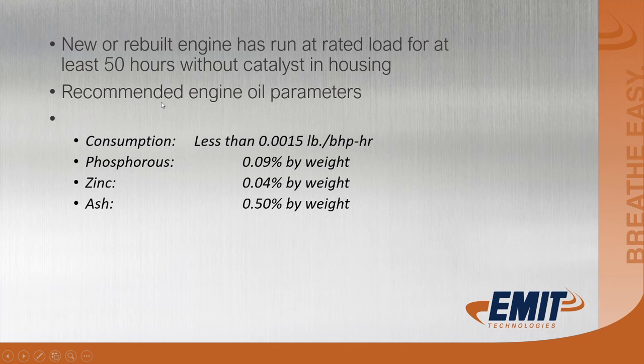A new or rebuilt engine has to run at rated load for at least 50 hours without a catalyst in the housing. Without is the key word there. Recommended engine oil parameters: consumption less than 0.0015 pounds per brake horsepower hour, phosphorus at 0.09% by weight, zinc 0.04% by weight, and ash less than 0.5% by weight. So that's recommended engine oil to use with a catalyst.